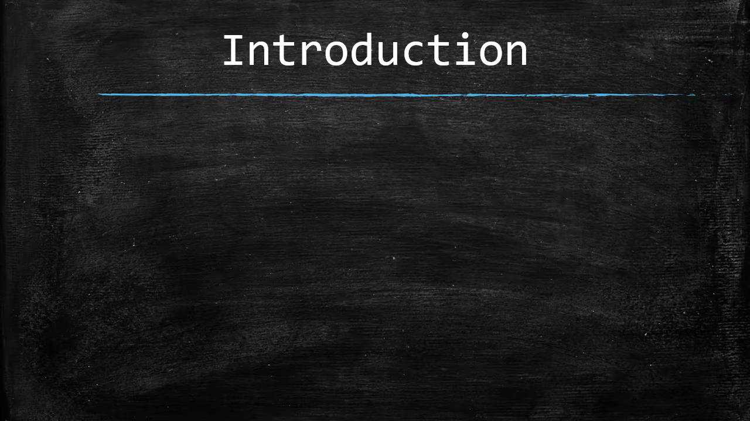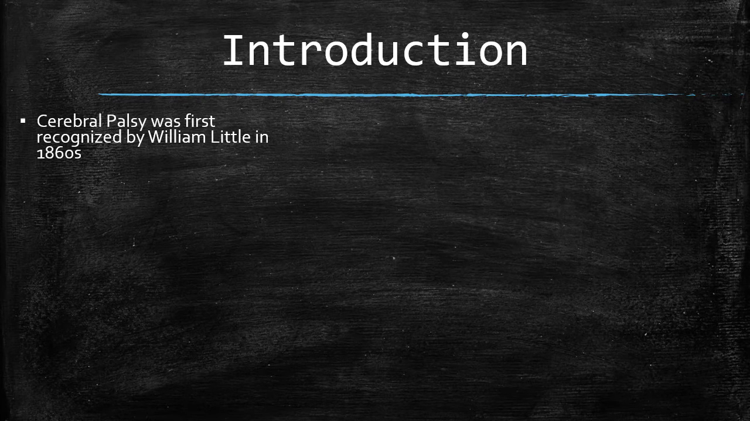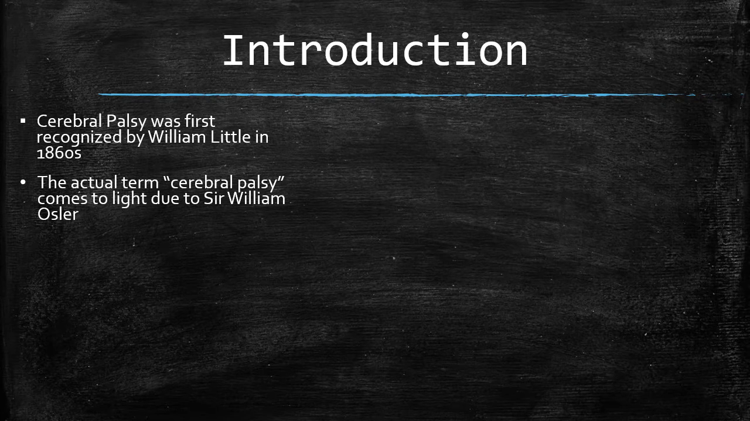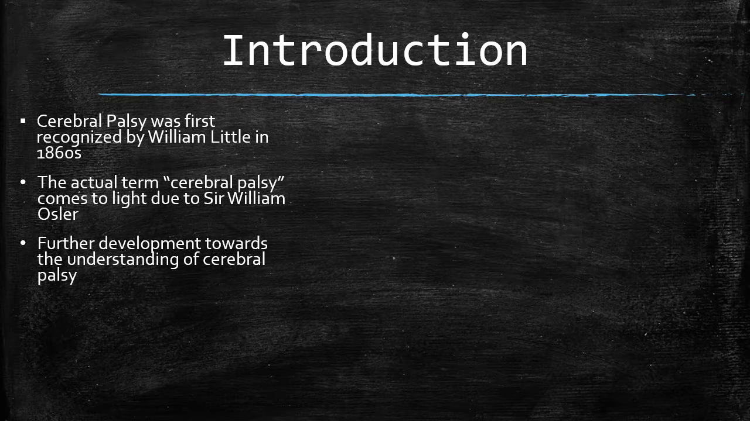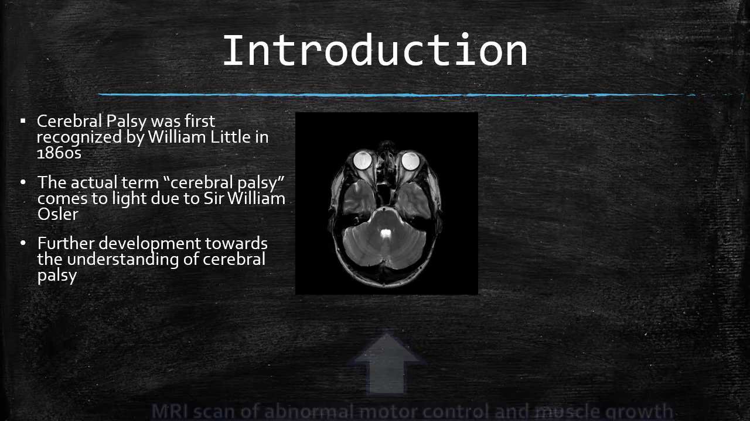Cerebral palsy was first noted in the 1860s when an English surgeon by the name of William Little described characteristics of the disability. It wasn't until the father of modern medicine, Sir William Osler, that the term cerebral palsy came to light when he published The Cerebral Palsies of Children in the 1890s. Since then, ideas about the disability have evolved over time with the development of new technologies.